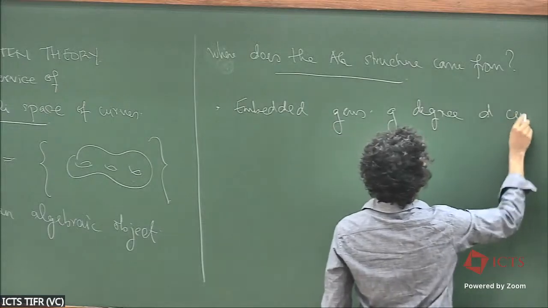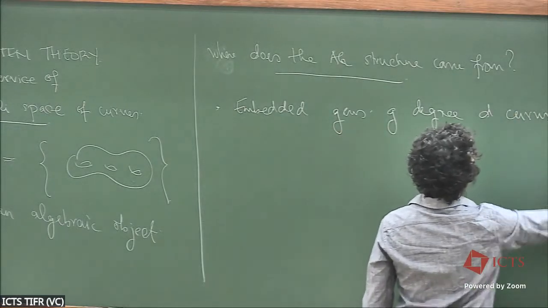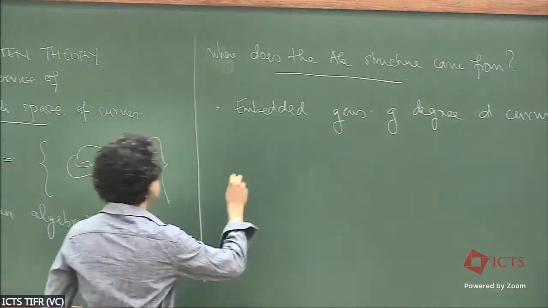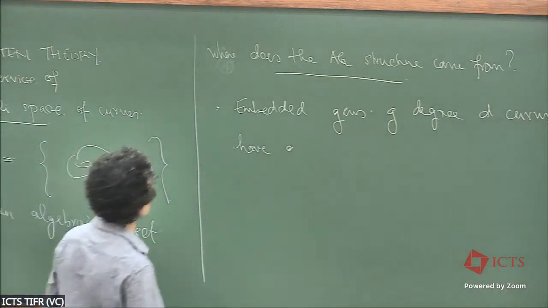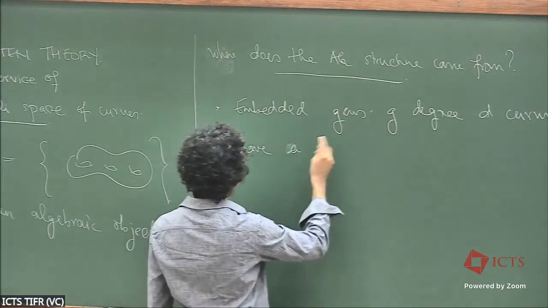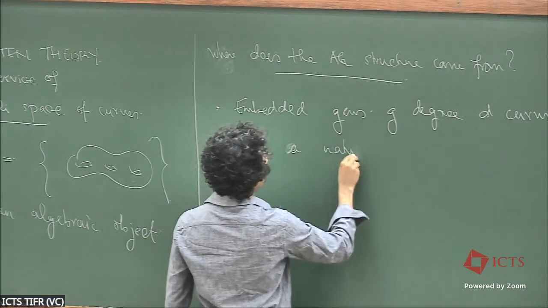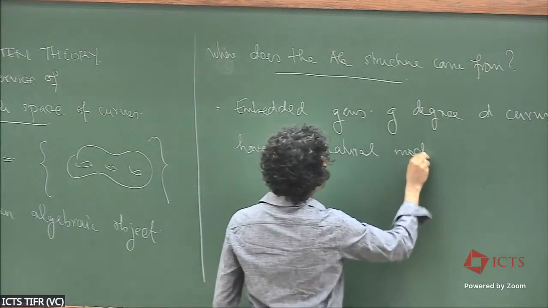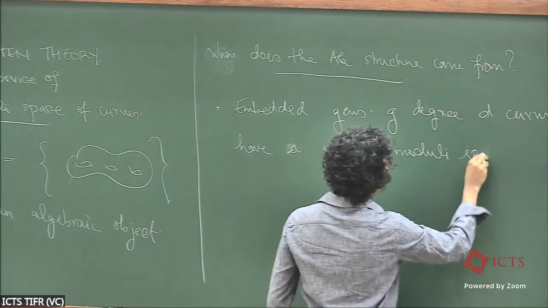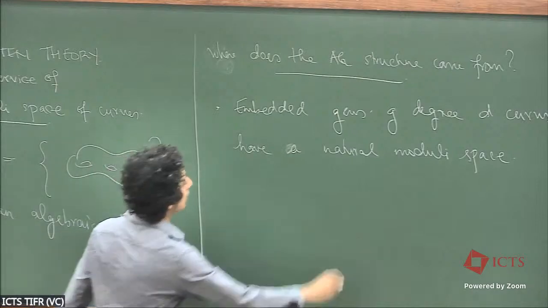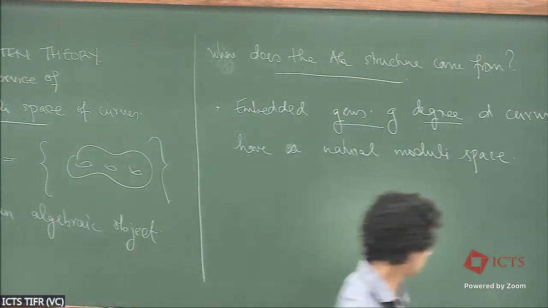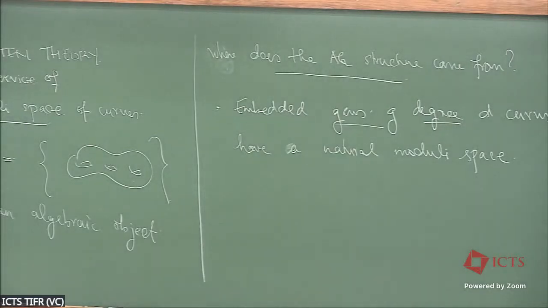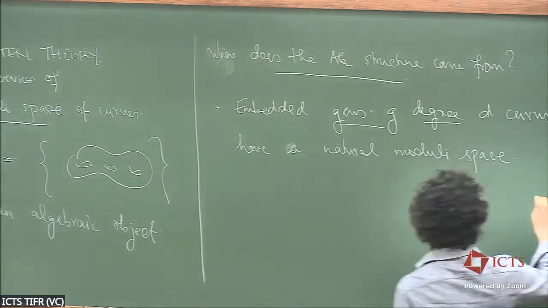degree d curves in some projective space, these have a good moduli space. I shouldn't say the word good. Good has become a technical term. So maybe I'll say a natural moduli space. Okay, so why is this? This is what is known in our world as the Hilbert scheme.